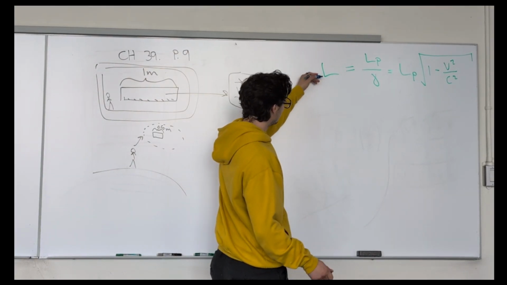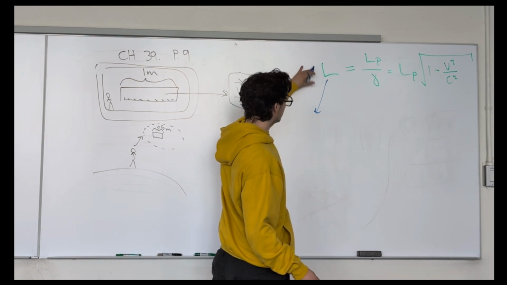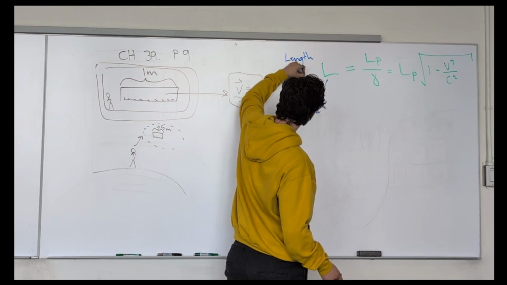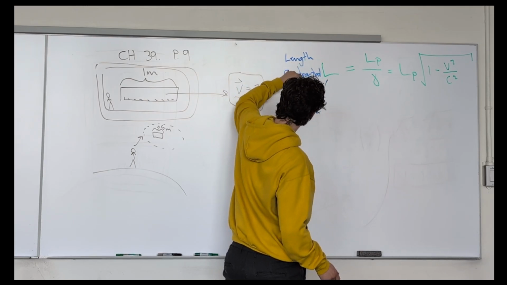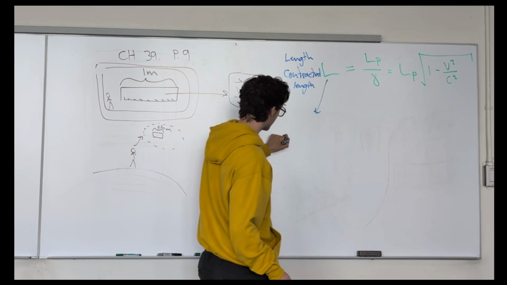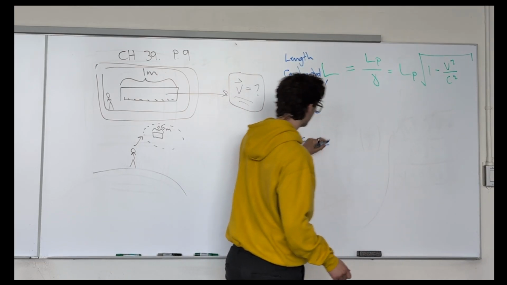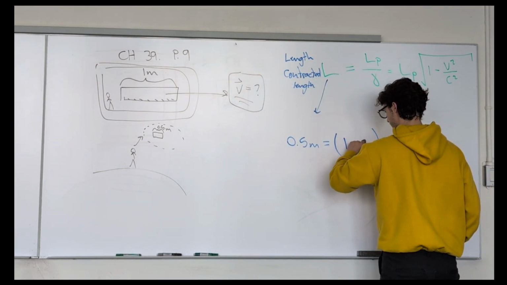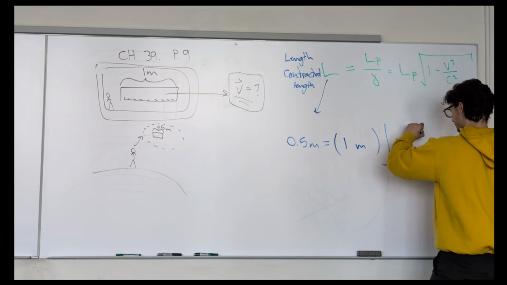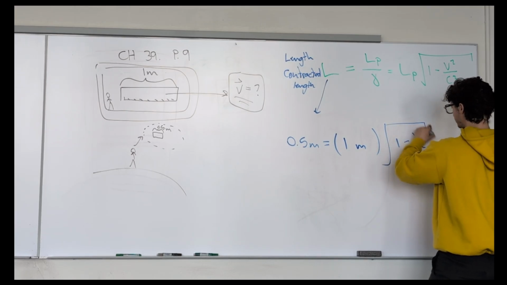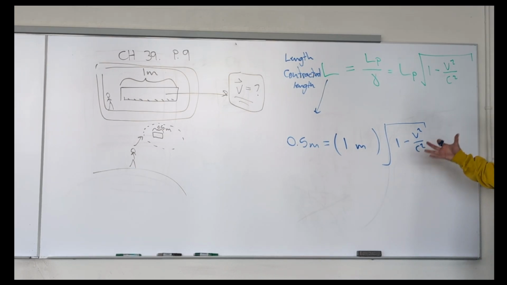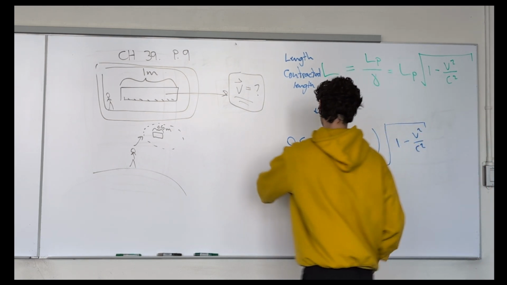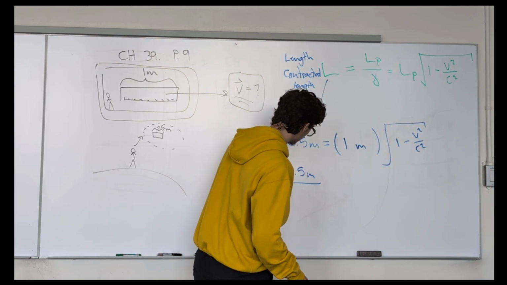So what we have is the length, the contracted length. This is the length that gets contracted, so it's 0.5 meters. On the other side, we have the proper length, which is 1 meter. And here we have the square root of 1 minus v squared over c squared. Nice. Now what we can do is do a ratio again. I'm just going to divide this whole thing on this side. When I do that, what I get is 0.5 meters over 1 meter.